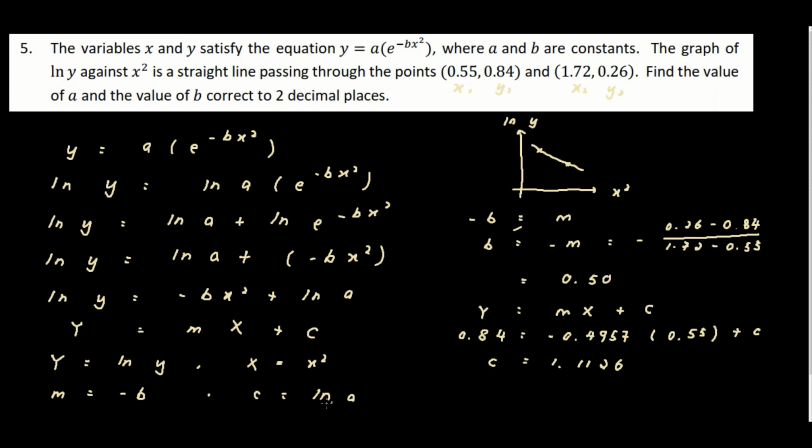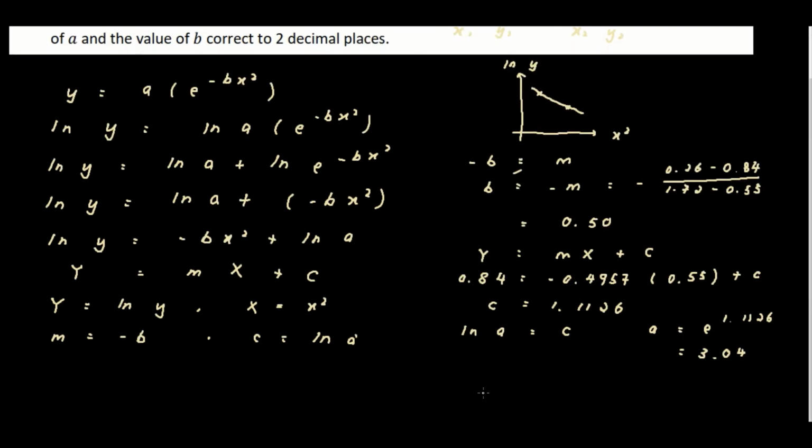Since you have your C already, and just now we said that natural log of A equals to C, we can always solve it by using A equals to e to the power of 1.1126, which gives you the answer of 3.04 in two decimal places. So this is how you get your answer. Basically for your last one, just write down: your B is 0.50 and after that A is 3.04 in 2dp.